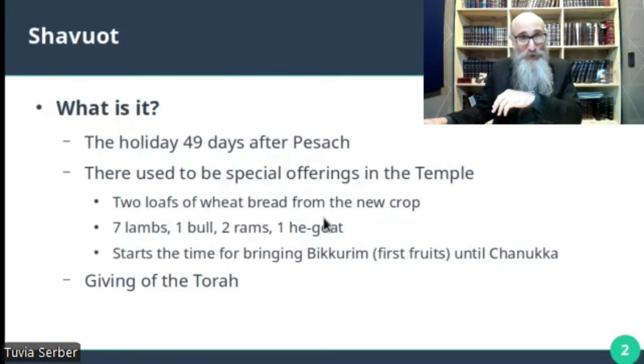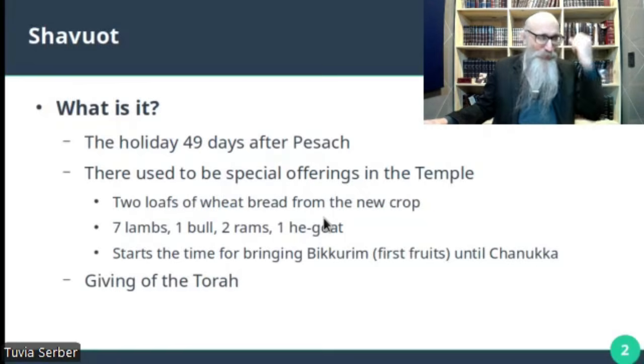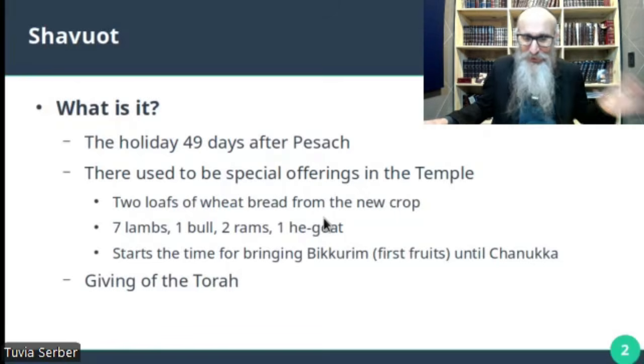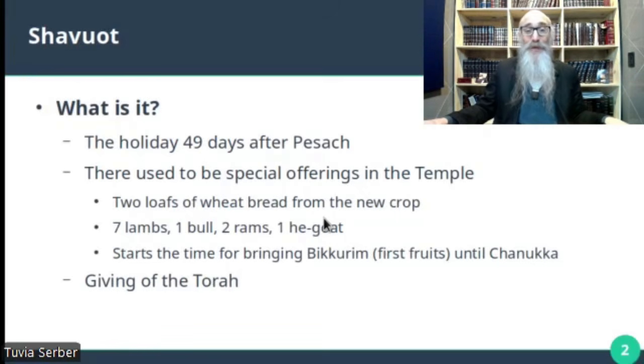49 days later, it is a mitzvah. Yes, you have to bring leavened bread from wheat. Interesting to know. We're not going to discuss why and so on, but such a thing happened in the temple, 2 loaves of bread and a whole bunch of animals.